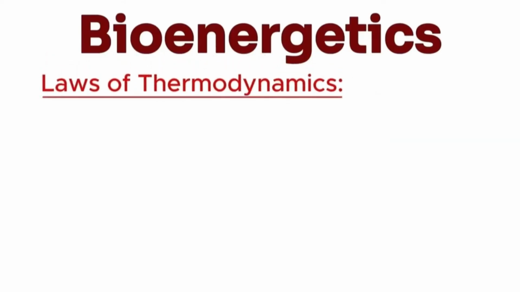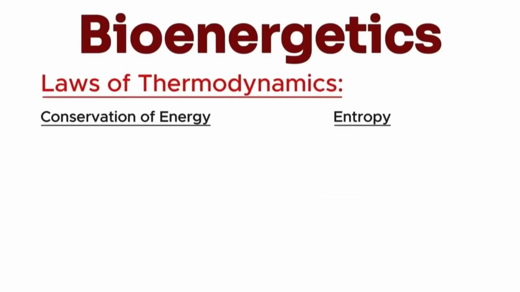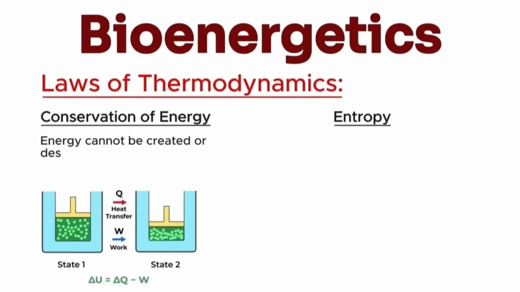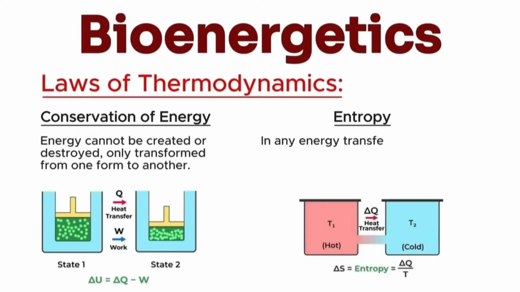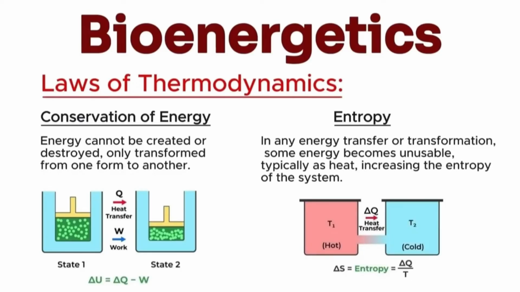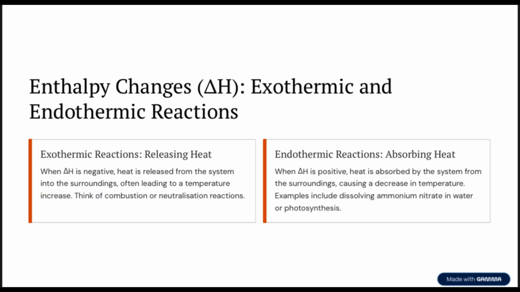There are two laws of thermodynamics important for bioenergetics. The first law says energy cannot be created or destroyed, only transformed from one form to another. According to the second law, in any energy transfer or transformation, some energy becomes unusable, typically as heat, increasing the entropy of the system. Now, let's discuss enthalpy changes, exothermic and endothermic reactions.